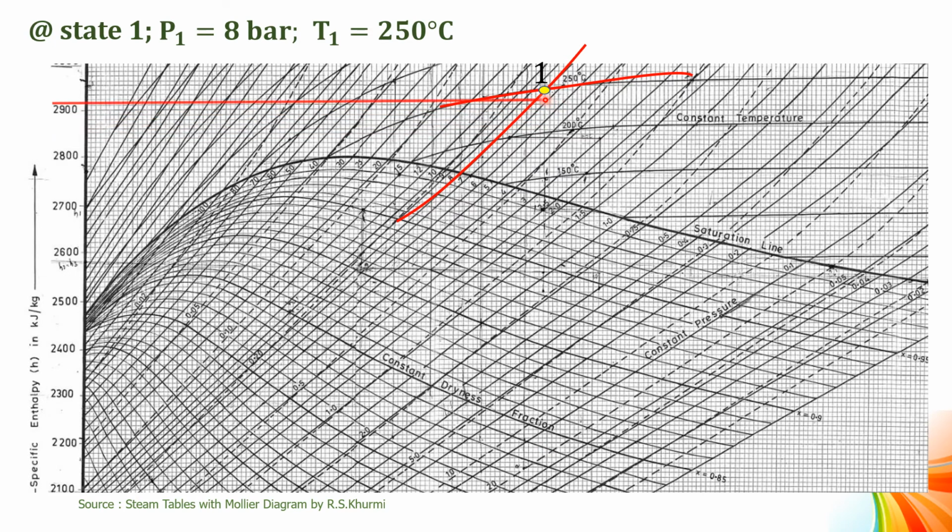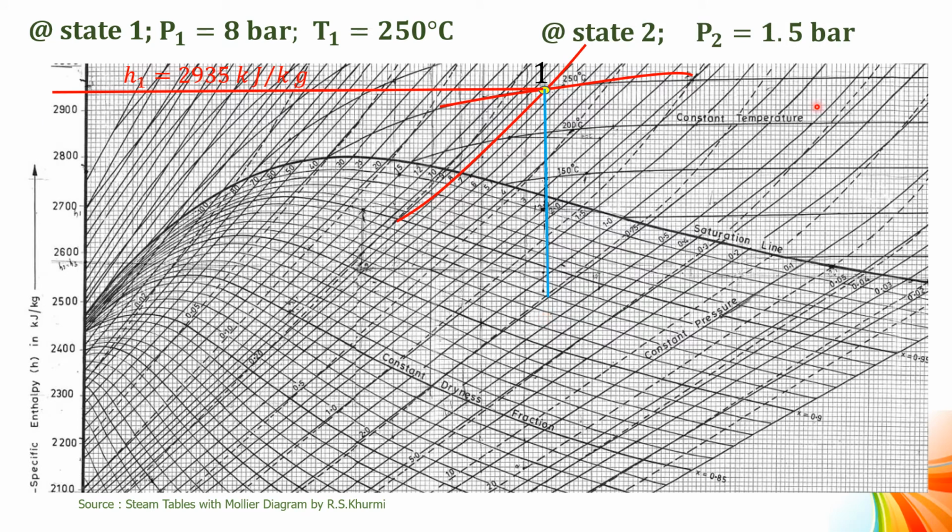From 1, draw a line towards the y-axis. From the y-axis, you have to measure the corresponding specific enthalpy. That value is H1, which is 2935 kilojoule per kilogram. Now, we know the process taking place in a nozzle is isentropic. Therefore, from point 1, we have to draw a vertical line downwards. That is the constant entropy line.